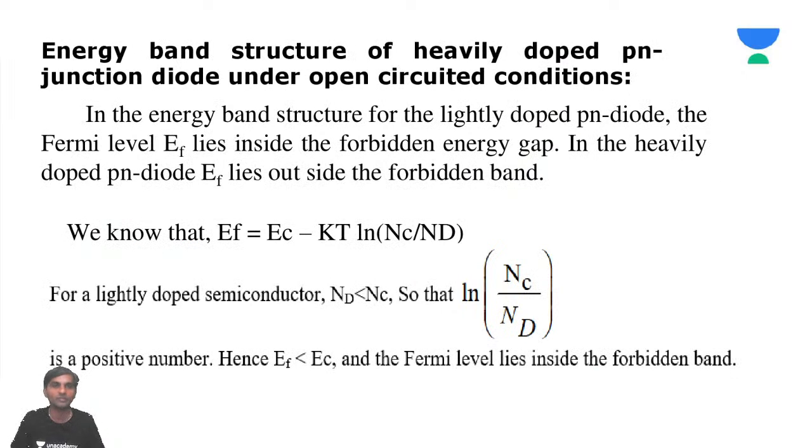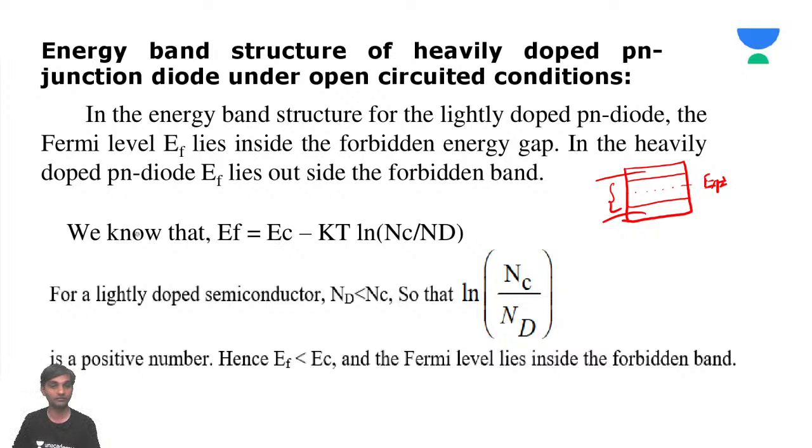Okay. So the energy band structure of a heavily doped PN junction diode under open circuit conditions. In the energy band structure for a lightly doped PN junction diode, the Fermi level EF lies inside the forbidden energy gap. Here you are going to have EF, the Fermi level, which lies in the forbidden gap. In the heavily doped PN junction, EF lies outside the forbidden band. Either it should be here or it should be here.